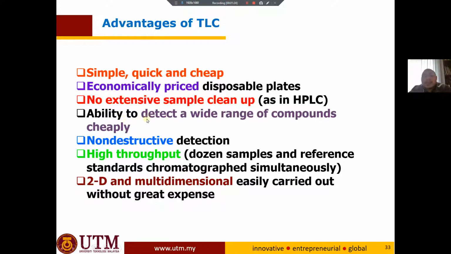Okay, ability to detect a wide range of compounds cheaply, if you have the standards, yes. Then we can do the comparison. Non-destructive detection. Why do I say non-destructive detection? Basically, in Jabatan Kimia Malaysia, I give the example from the forensic point of view. For example, here is the sample you obtain from the supplier of the drug. Here is standard one, here is standard two, maybe here is the cocaine, here is the amphetamine. So you get the impurities, you get the spot like this, and then the standards go like this and here like this.